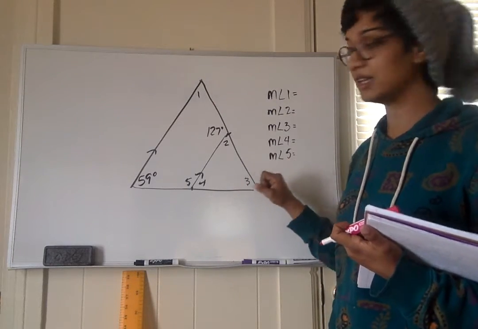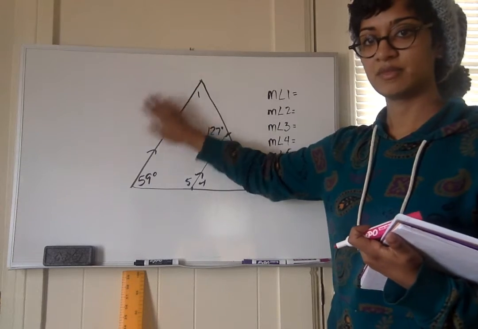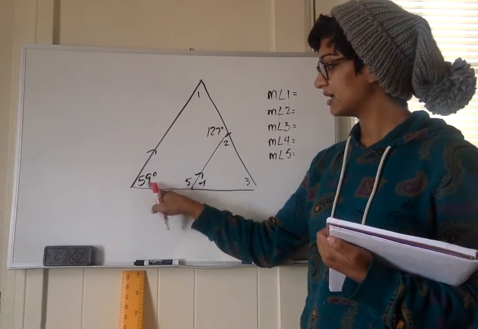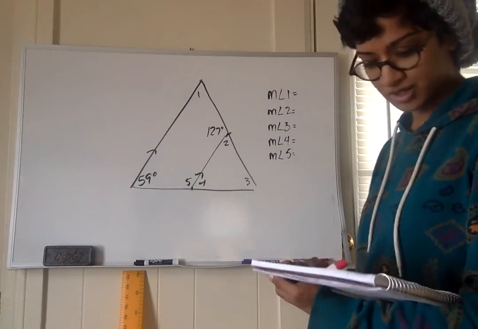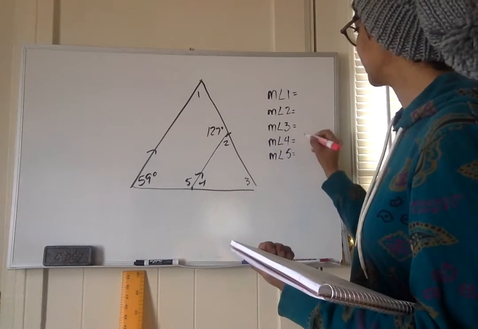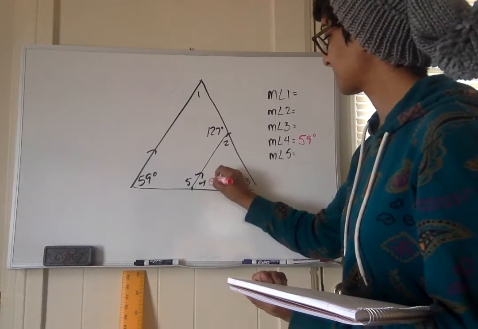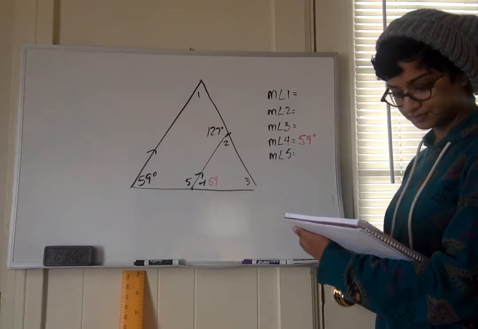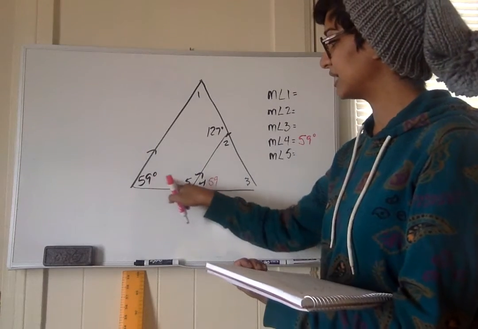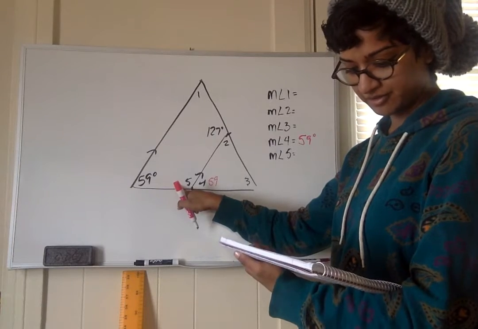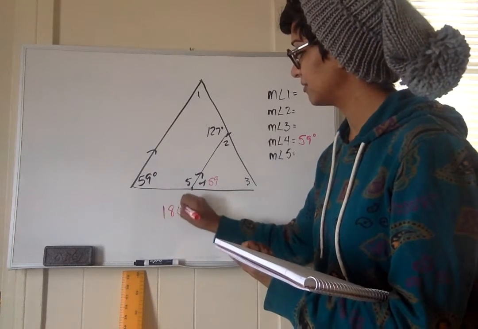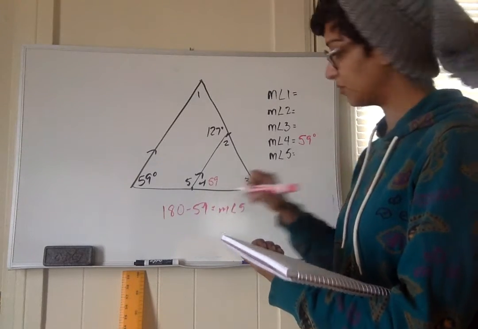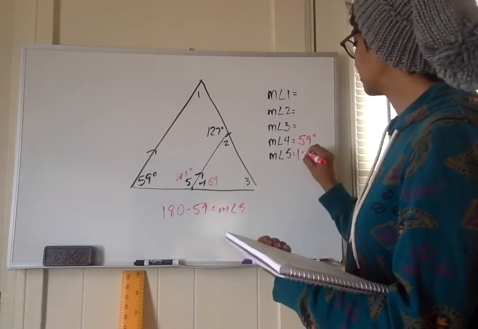When you're doing calculations, you only worry about one transversal at a time. So let's work on this bottom one first. 59 right here is corresponding with angle 4, and so this one is also going to be 59 degrees. It's same side interior with angle 5. So if I do 180 minus 59, I will get angle 5, and that'll give me 121 degrees. I'll fill that in right there.